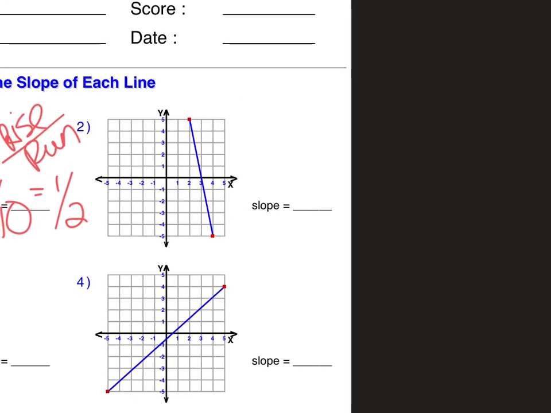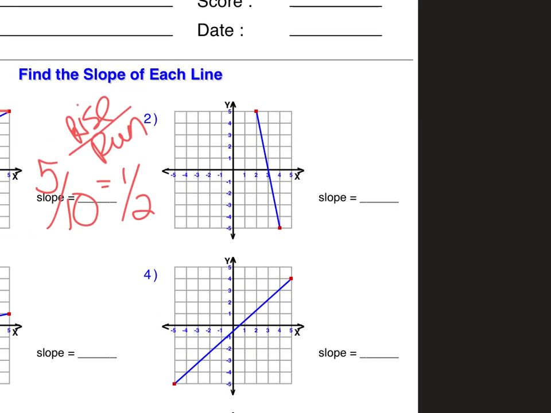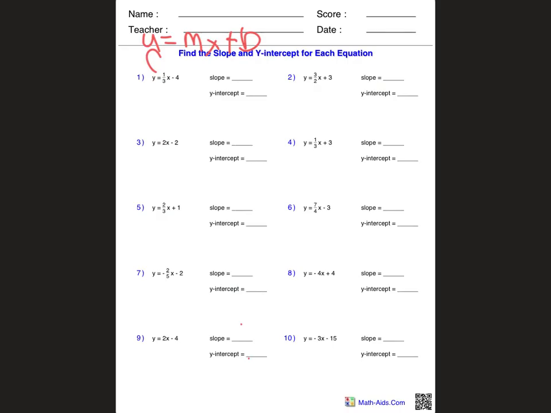All right, let's do number 2. On number 2, I'm going to draw my triangles. I'm starting at the left, and I go down, and go over, right? And I'm going to do the rise over the run. So I went down, right? 1, 2, 3, 4, 5, 6, 7, 8, 9, 10. And the run is 1, 2. 10 divided by 2 is 5. That is the slope.